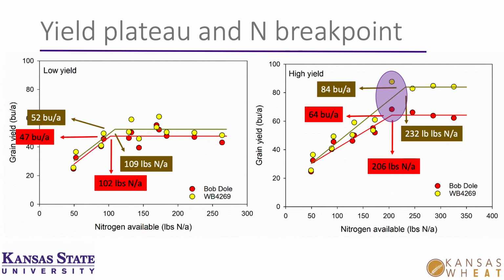Okay, so did varieties differ in the break point at which they maximize their yield? And the answer to that is that in the low yielding environments, we needed between 100 and 110 pounds of nitrogen per acre total available for varieties to maximize yield at about 50 bushels per acre. And in the high yielding environment, we needed almost double that. We needed between 200 and 220 pounds of nitrogen per acre available in the season for varieties to maximize between 70 and 80 bushels per acre.